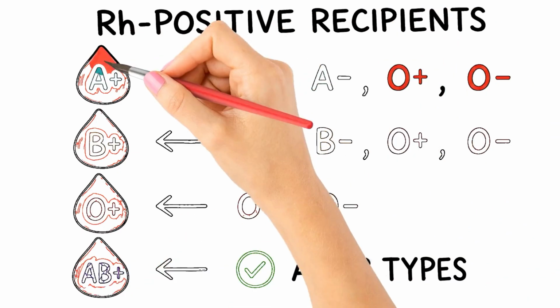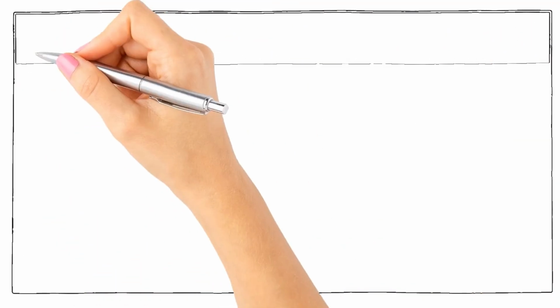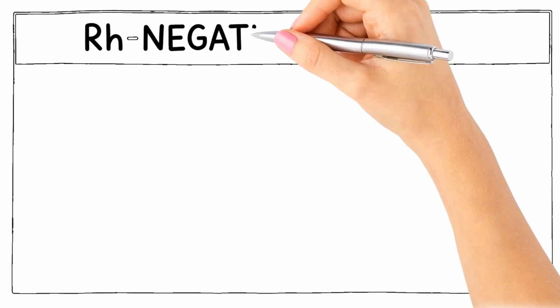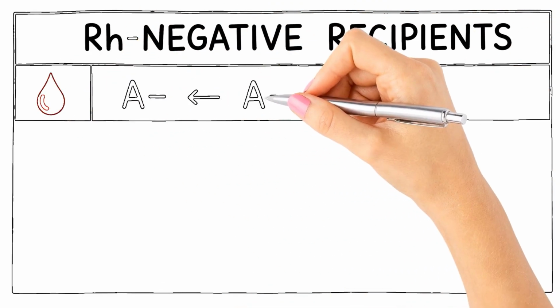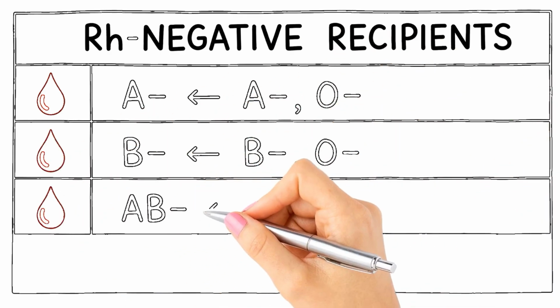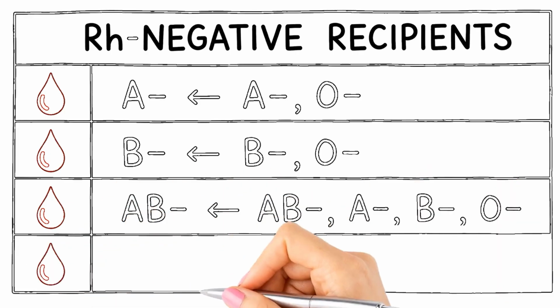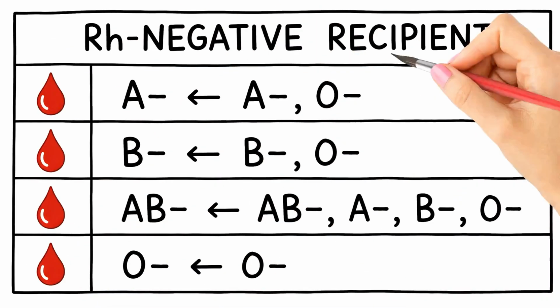Compatible cells may be Rh positive or negative. Rh negative recipients use Rh negative red cells. A negative receives A or O negative. B negative receives B or O negative. AB negative receives any negative ABO group, and O negative receives only O negative.